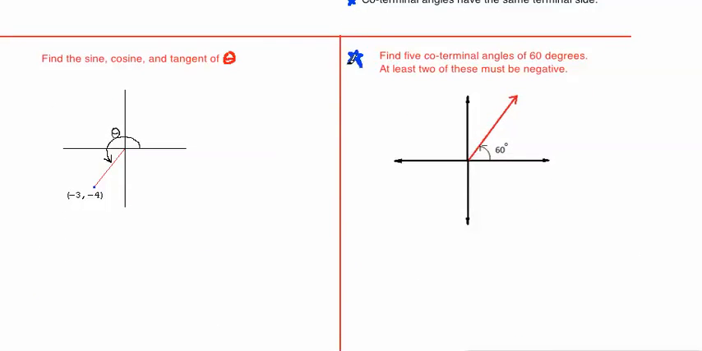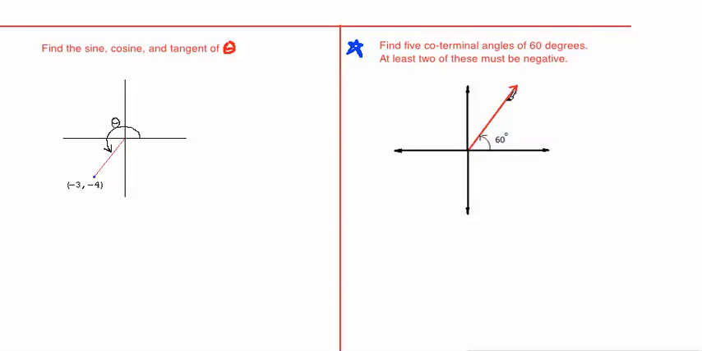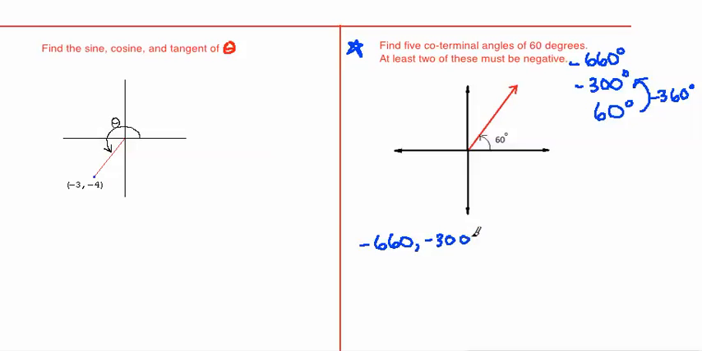So let's go ahead and look at another example. We want to find 5 coterminal angles of 60 degrees, and at least 2 of those must be negative. So we're going to start with 60. Let's find our 2 negative degrees first. So we're going to subtract 360. And when we subtract 360, we'll get negative 300 degrees. And we're going to subtract 360 again. We'll get negative 660. So right now we have 2 coterminal angles, negative 660 and negative 300.